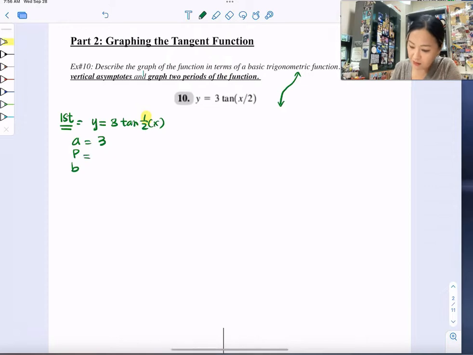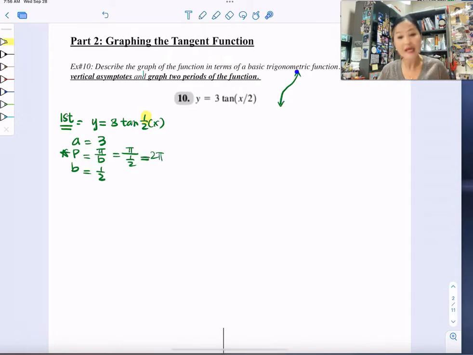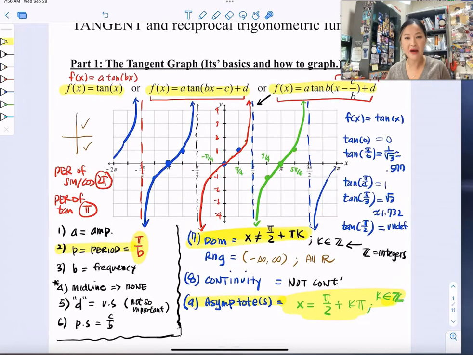The period is pi over b. Remember, it's pi over b, not 2 pi over b, because the period of a tangent is pi. One cycle of a tangent is pi, okay? What's the b? B is a half. So we know our period is going to be pi over a half, which is actually 2 pi. So remember, that means one cycle is going to be completed in 2 pi length. What was the standard period? The standard period was pi. Do you remember the asymptotes happening from negative pi over 2 to pi over 2?